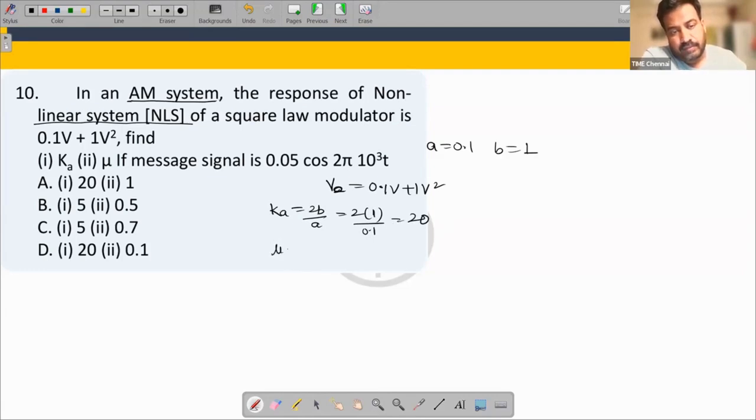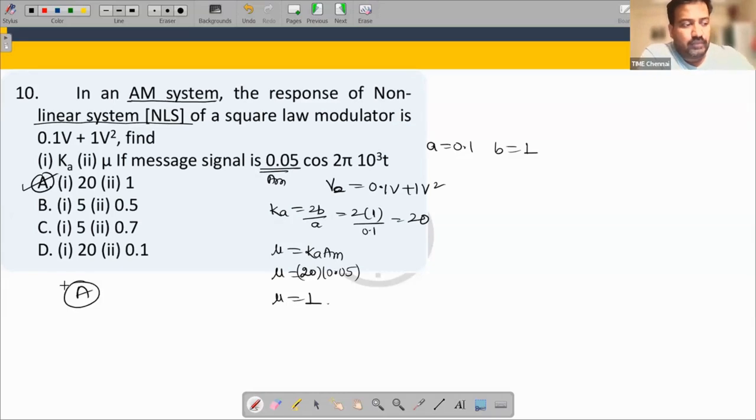And also find mu. Mu is Ka into Am. And from this, Am is 0.05. Mu is 1. So 20 and 1. Option A is the answer. Is that clear?